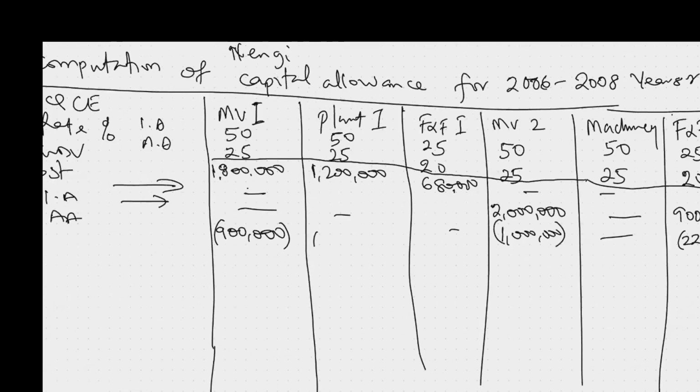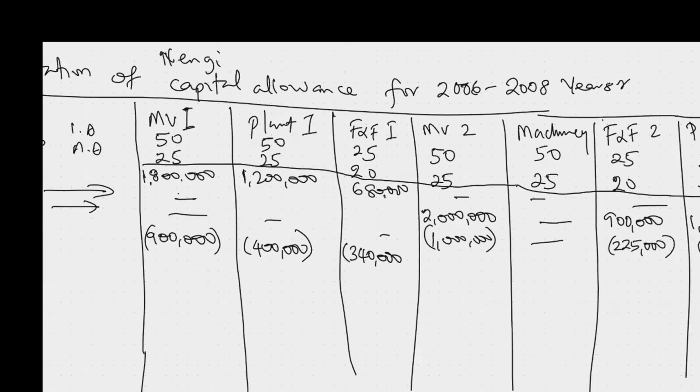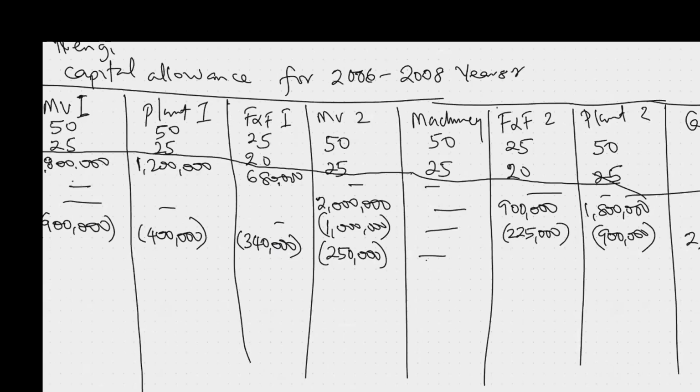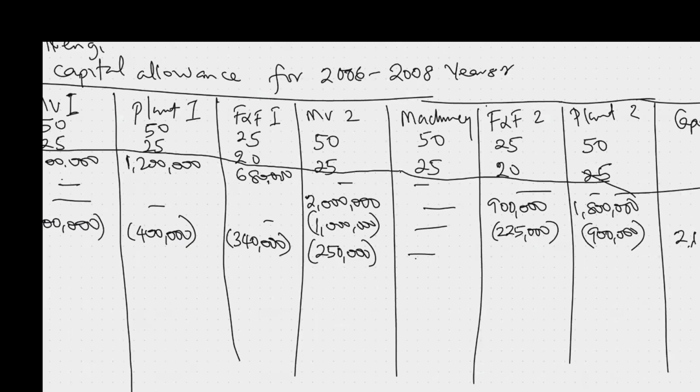Now for this new one, we need to calculate their annual allowance. That is 2 million minus 1 million divided by 4. That is 250,000. This one is 900 minus 225 divided by 5. What do you have? We have 135,000.